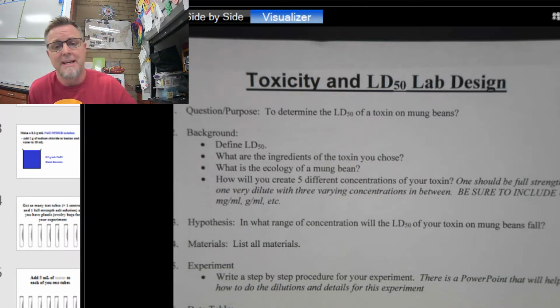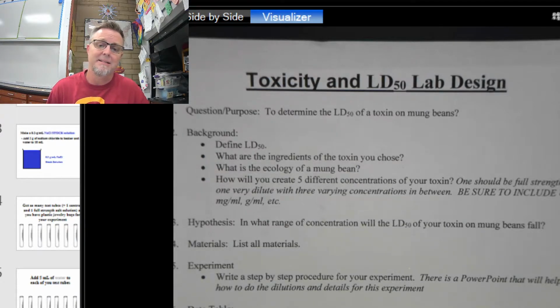Today we're going to take a look at a lab through a slightly different lens. This lab is called our Toxicity and LD50 Lab. Now, this is normally a lab that could take a good couple of weeks for us to set up, run, record data from it, and then clean it all up.